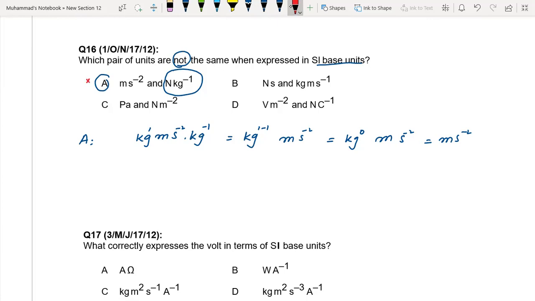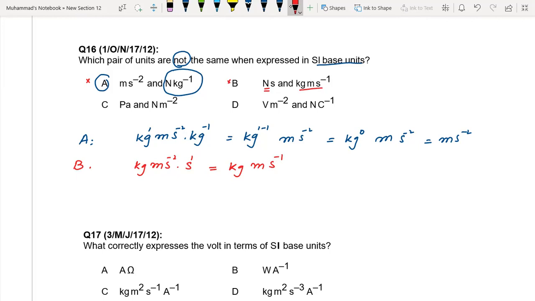Newton second and kg meter per second. So let's simplify B and put this Newton in terms of SI base units, that is kg m s^-2 times s, that is kg m s^(-2+1), that is minus 1. So kg m s^-1, that is the same as this. So they are also the same. These two are the same. We have to look for the option which is not the same.